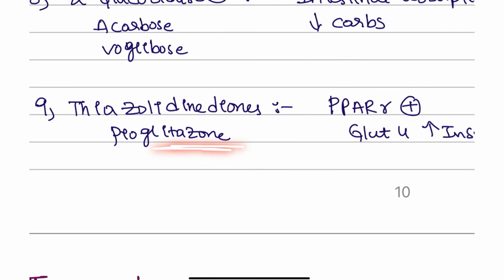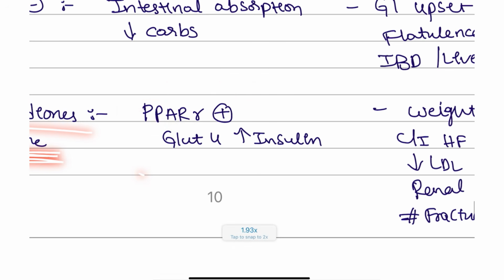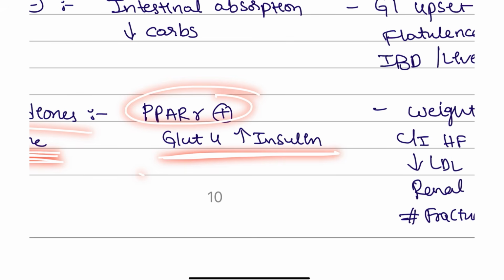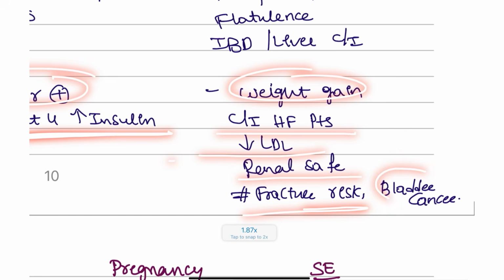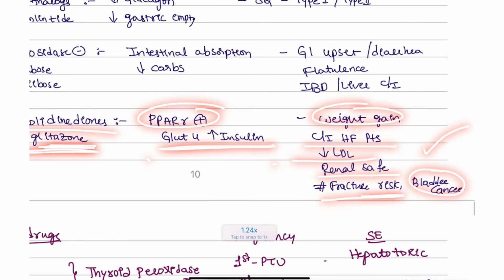Last drug, glitazones. Okay, thiazolidinediones, pioglitazone, PPAR gamma activity increased. So via GLUT4, insulin sensitivity is increased. Weight gain, and contraindicated in heart failure patients, decrease the LDL, renal safe, but fracture and bladder cancer risk will be seen in this condition.